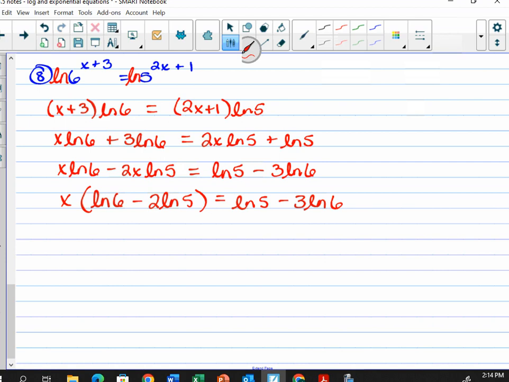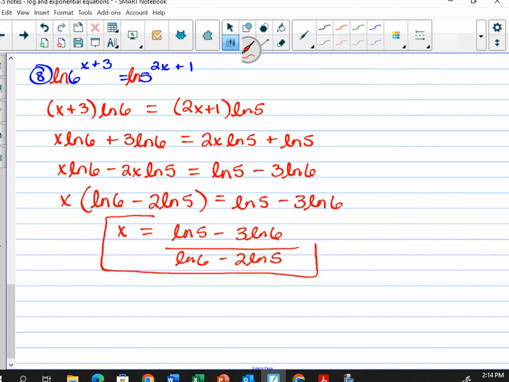Okay. How can I get that x by itself? How do I get all that stuff to go to the other side? Yeah, and then we're done. That is your answer. Now, could you condense and do things with properties? Yes, but let's just stop there. I'm fine with that.